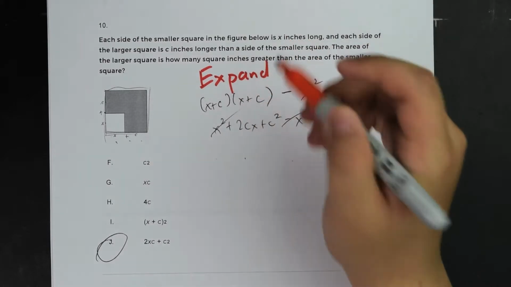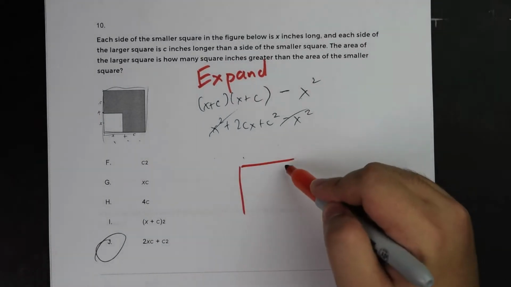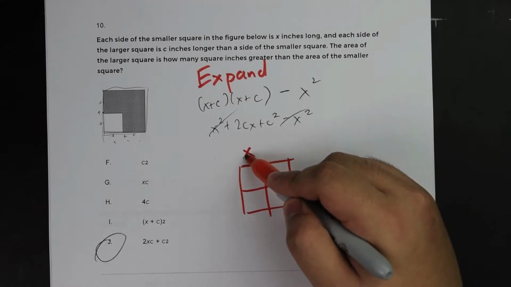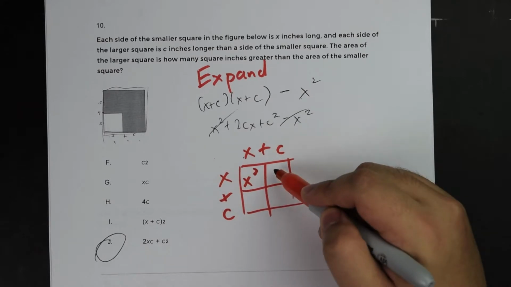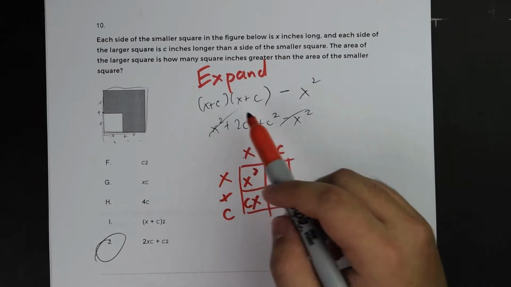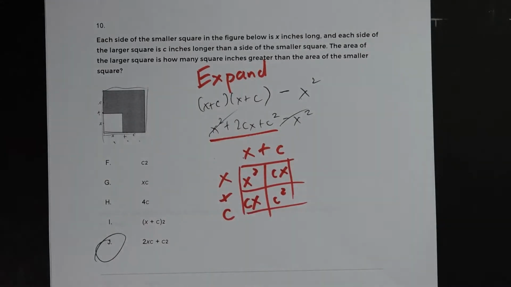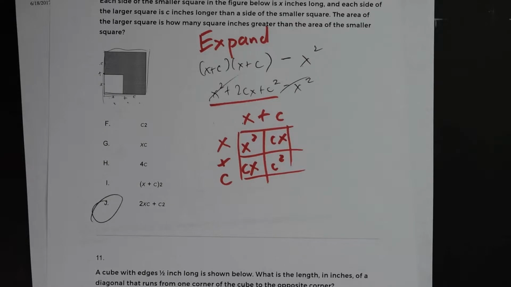Some ways you could do it are the box method, the diamond method, or the foiling method. Whichever method works for you. But whenever you follow that procedure, you have to remember (x plus c) times (x plus c) is going to be x squared, cx, cx, and c squared. This is the box method, duly noted. Thus, how I got this part right here: x squared plus 2cx plus c squared, and then minus x squared, and then I just combine like terms to get the final answer of J. And that concludes my explanation for number 10.